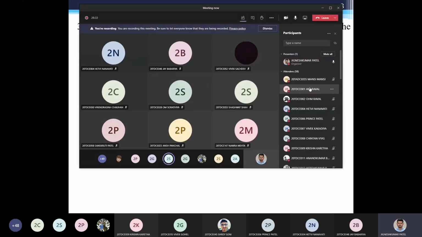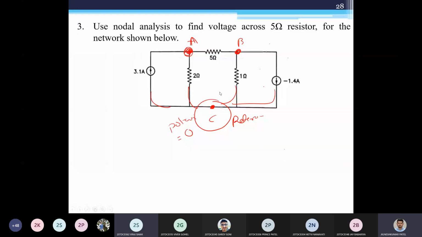Someone was asking, sir, there are only 3 nodes in the given circuit. Yes, there are only 3 nodes here. You cannot identify a fourth node. If you look at this point, for example, it looks like a node, but actually this point and this point are the same thing. So here we have only 3 nodes. But it's not that all circuits have 3 nodes. There can be 4 nodes or 5 nodes. It is possible. But in this case, there are only 3 nodes. And whenever you use nodal analysis, you have to take one reference node. So here I am considering this as a reference node.